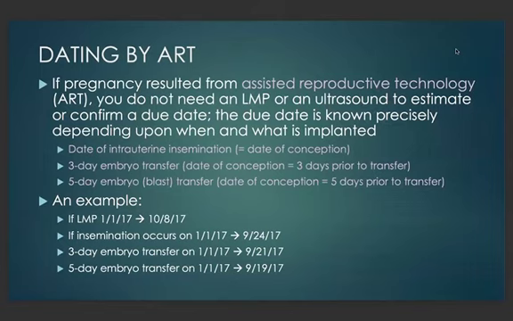If you know this pregnancy is from an assisted reproductive technology, you don't need LMP or an ultrasound to estimate the date because you already know when it was inseminated and you already know if the embryo was a 3-day embryo or a 5-day embryo, and you can make your calculations based on this information. For an example, you can refer to slide 11 on the flame lecture.